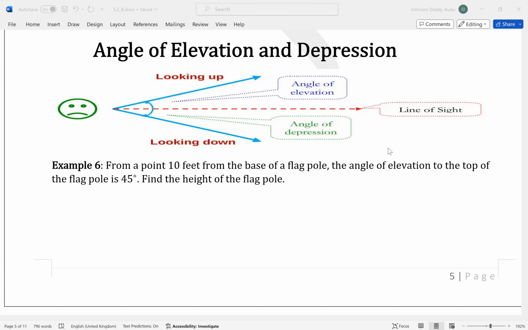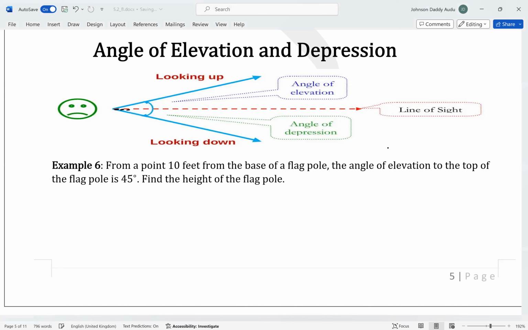Hello, here we'll be looking at angle of elevation and depression, which is also an application of the trigonometry of right angle triangles. So what is angle of elevation? An angle of elevation simply means, as you can see in this diagram, you look up. Depression stands for looking down. So now, how do we get an angle of elevation?